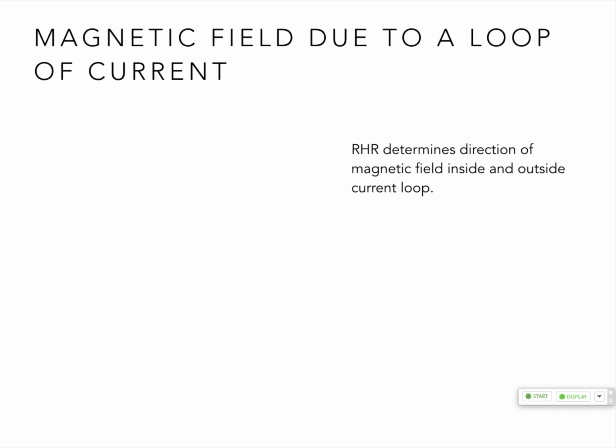So inside the loop, because we have this situation where this points out, it's actually just going like this, right?